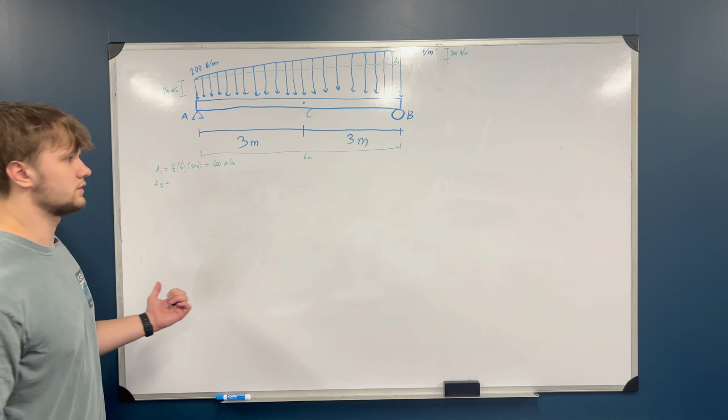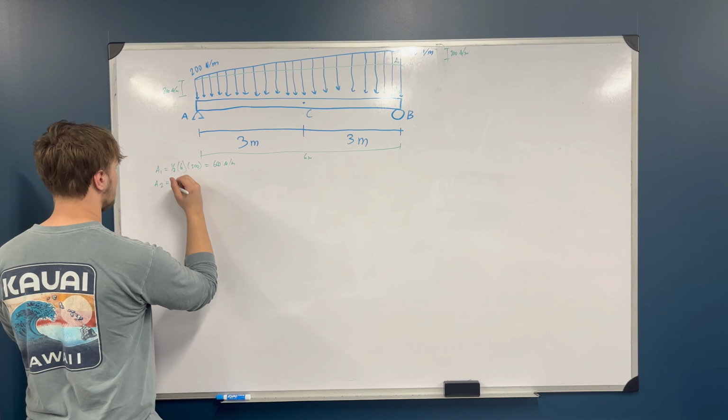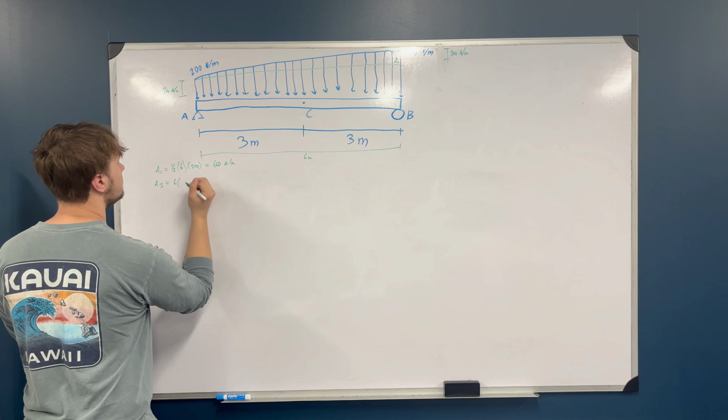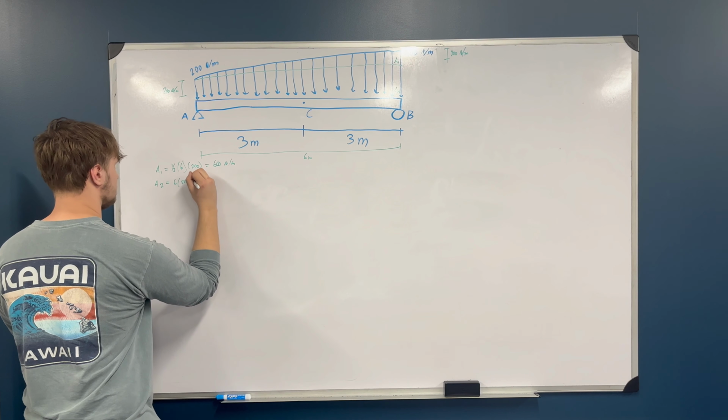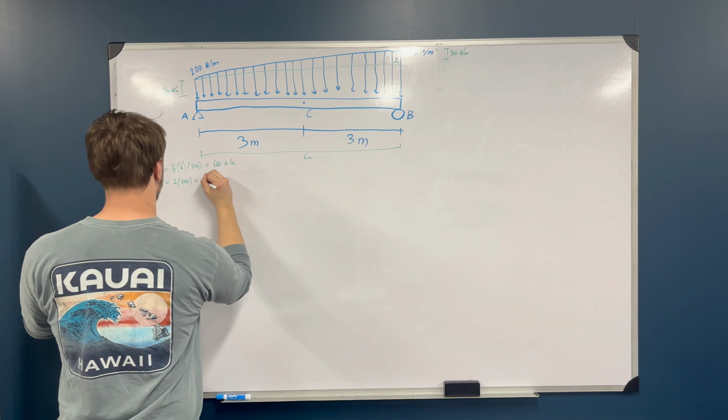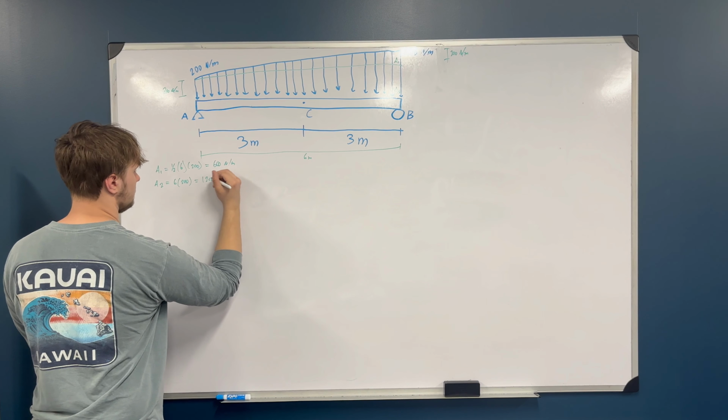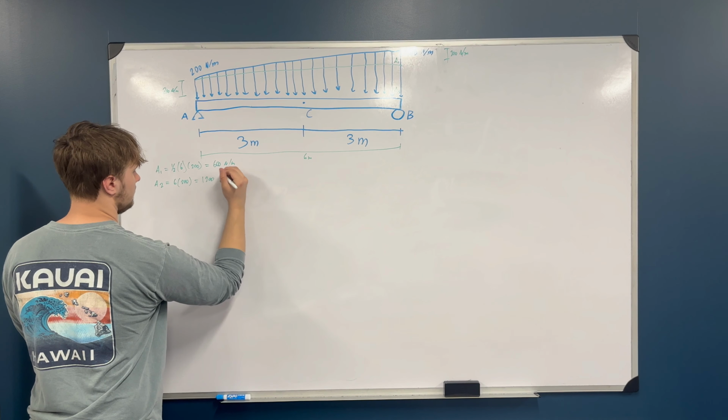Area 2 is a rectangle, so the area is just length times width. That's going to be 6 times 200, which equals 1200 Newtons. Now we have to determine individually where the load will be acting.